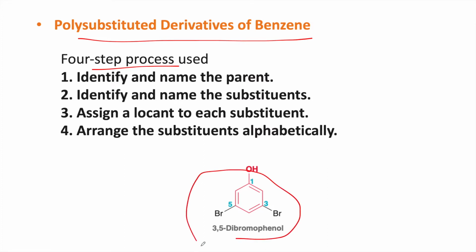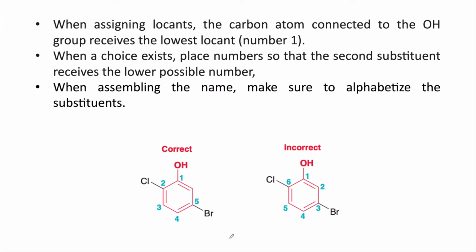But in case of polysubstituted derivatives of benzene, we use a 4-step process for nomenclature. First, you have to identify and name the parent. Second, you have to identify and name the substituents. Third, you have to assign a locant to each substituent, and fourth, you have to arrange the substituents alphabetically. So take this example. This is the parent part, the phenol part. Now you can give numbers 3 and 5 to these two bromo groups. So it becomes 3,5-dibromophenol.